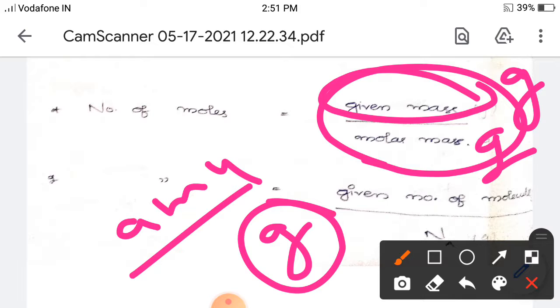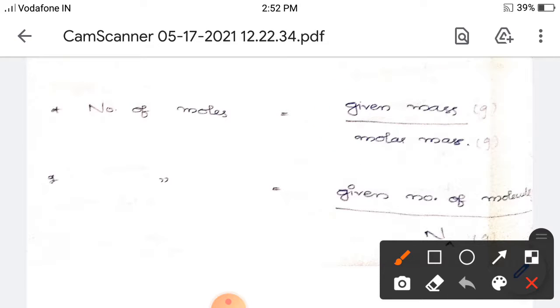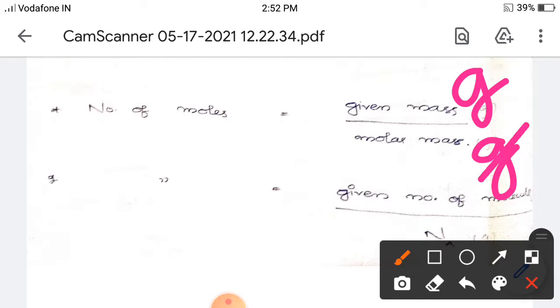The number of moles is just a number, so there is no unit in that answer. To cancel out the gram and gram, you must ensure that the denominator and numerator have the same unit.